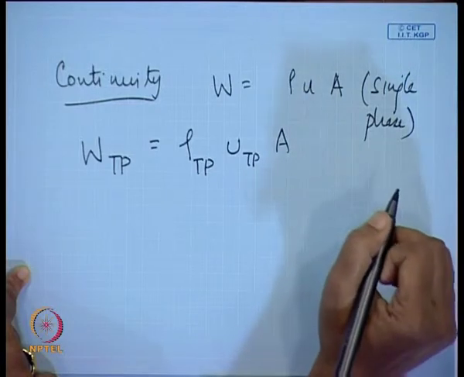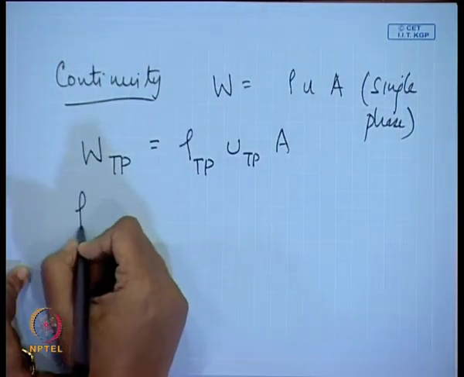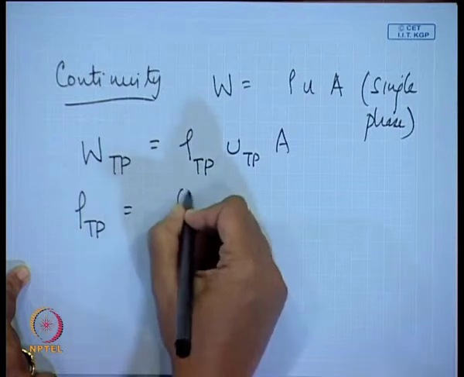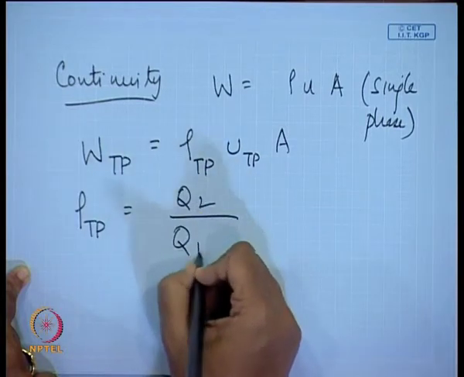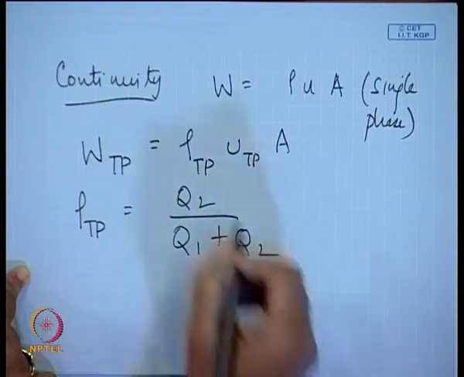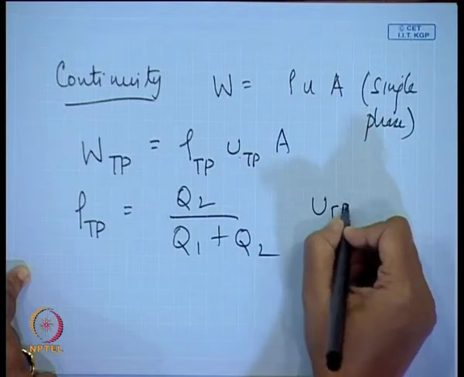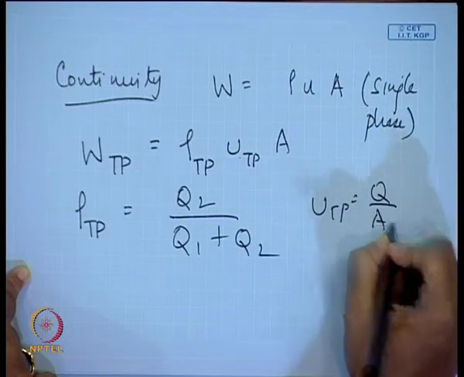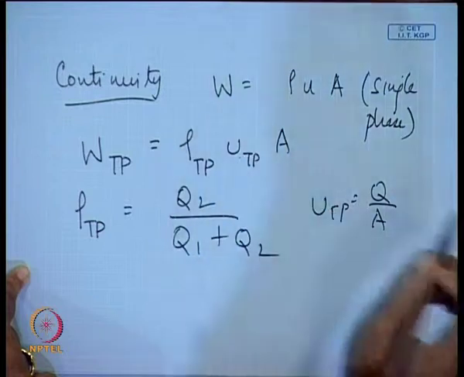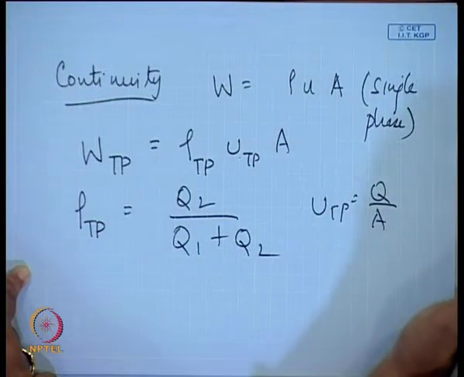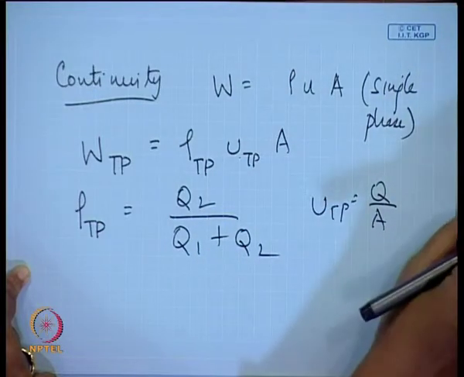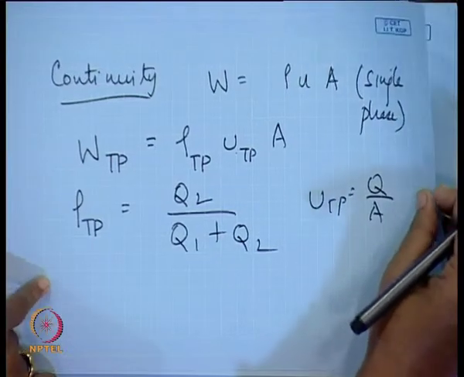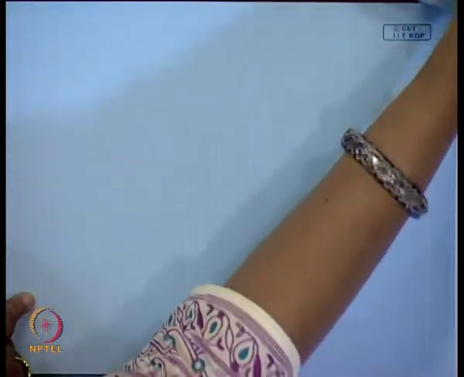We can write it in this particular way, where we know that rho TP is nothing but equal to, as I have already mentioned, and this u TP is nothing but equal to Q by A. So we find all of these are measurable parameters. Fine. Next, if you go to the momentum equation.